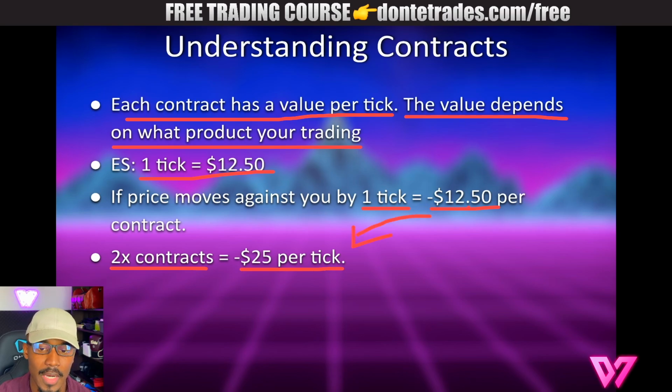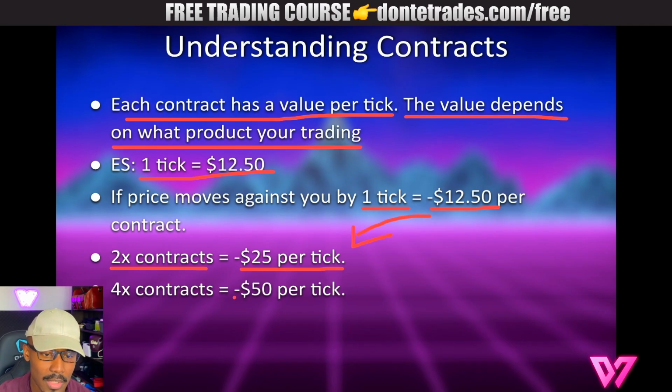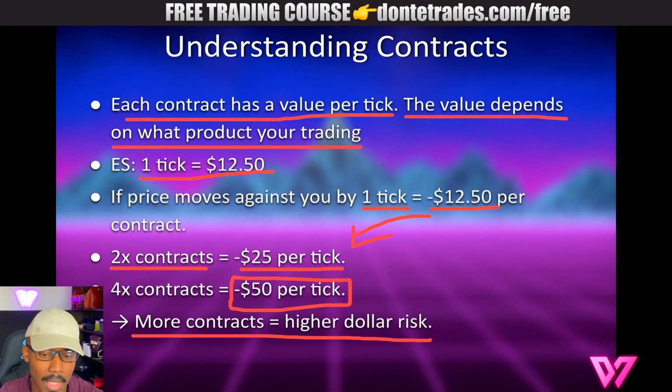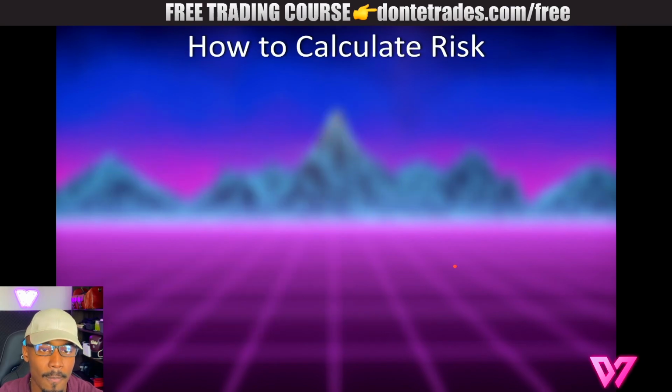Again, it's very simple. If you're using one contract, it's $12.50. If you're using 2 contracts, it's $25. If you're using 4 contracts, then it's $50, right? Because you literally just multiply the price per tick by the number of contracts, etc. So the more contracts you use, the higher the dollar risk.